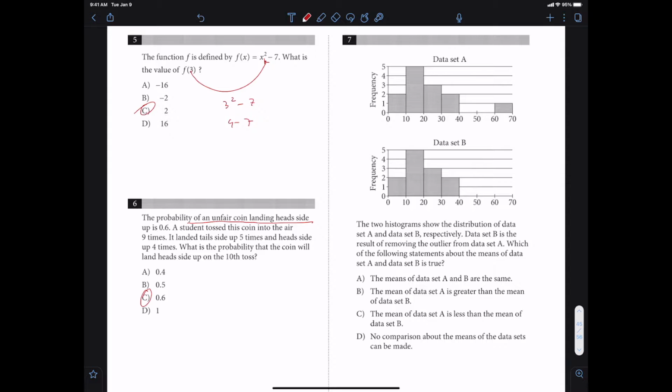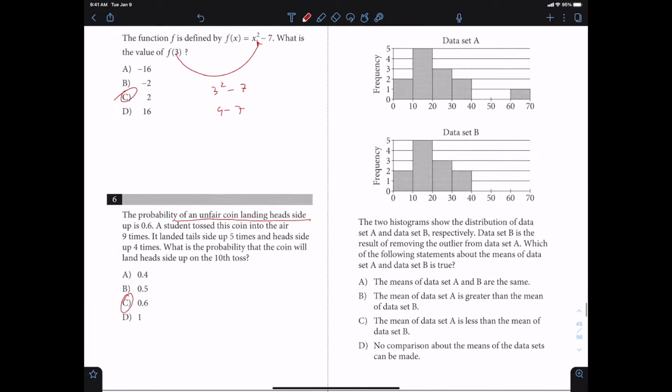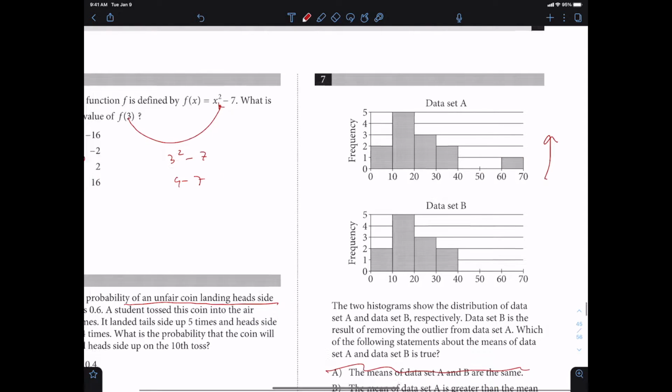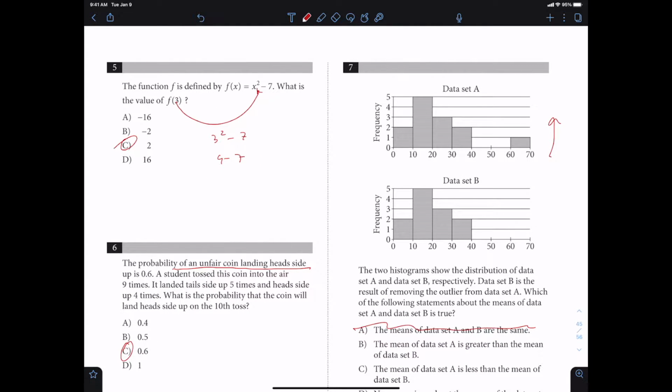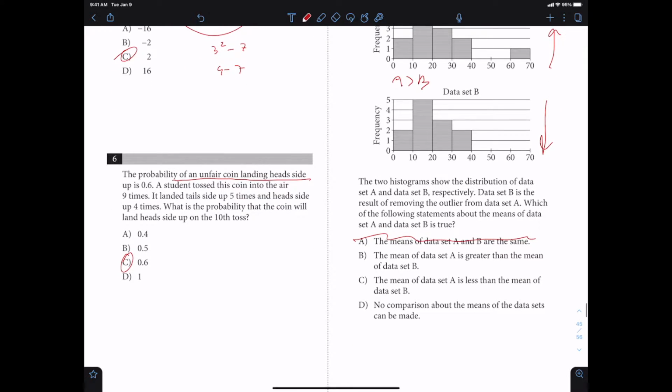Alright, number 7. Two histograms show the distribution of data set A and B respectively. Data set B is the result of removing the outlier. Which of the following statements about the means of data set A and data set B is true? The means of data set A and B are not the same. So that's wrong, because data set A has an outlier here, which is going to boost the mean a pretty good amount. And then once we remove that, the mean is going to drop. So the mean of data set A should be greater than data set B, which is option B.